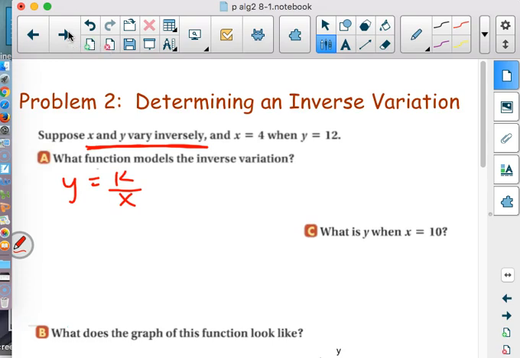I usually write it down. Well, I need k. Well, they gave me help for that too. It says x is 4 when y is 12. You give me one step and we can get k. What's k? 48. Multiply both sides by 4. Well, that's all we needed to write our equation. It's y equals 48 over x.